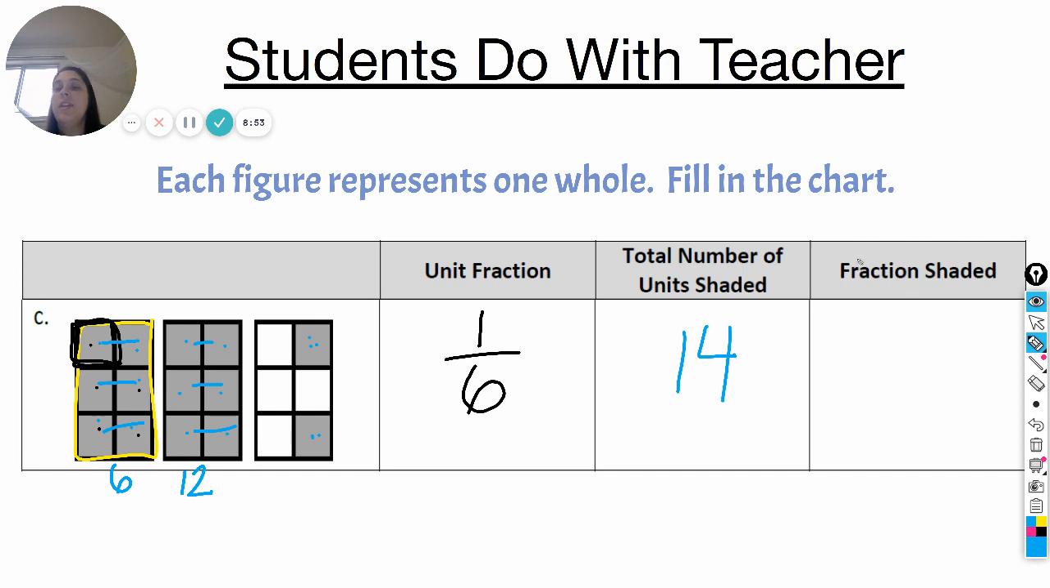Okay, so now let's look at the fraction shaded. So remember, we're going to write how many pieces are shaded all together on top, and on bottom, how many pieces our figure is broken into. Go ahead and write what fraction shaded you think there is, and then we'll go over it together.